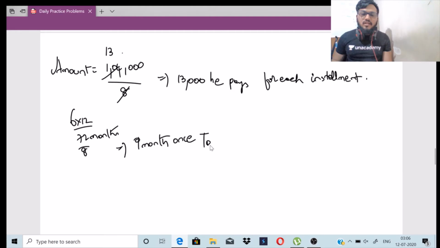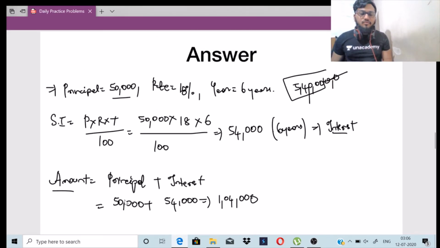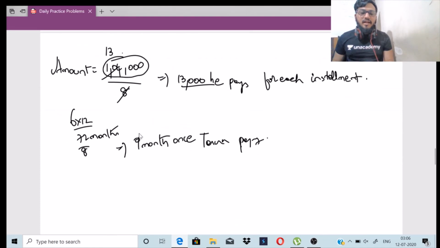Once every 9 months Tarun will be paying an installment of 13,000 each. So 13,000 into 8 will clear out the whole amount of 1,04,000. So we just found it out: we applied the SI formula, then added interest and principal to get the amount, then found the installment, and I showed you the timeline of the installments also. Every 9 months Tarun will be paying this amount.